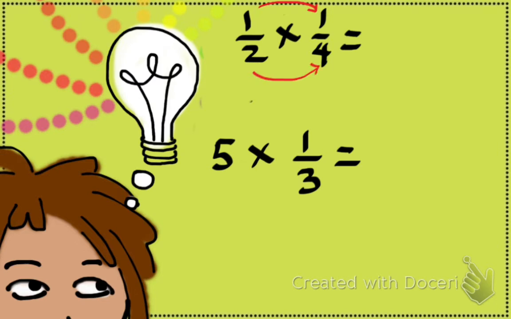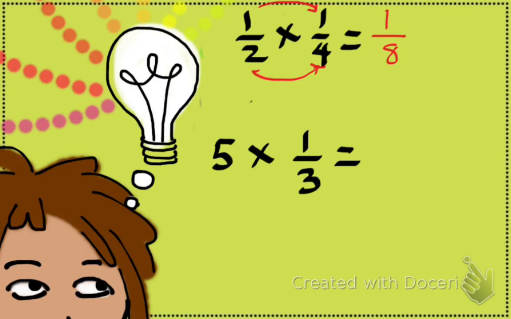So our numerator is 1. We multiply 1 times 1 equals 1. And we multiply our denominator by a denominator. 2 times 4 equals 8. And we have our final answer. This is already in simplest form.